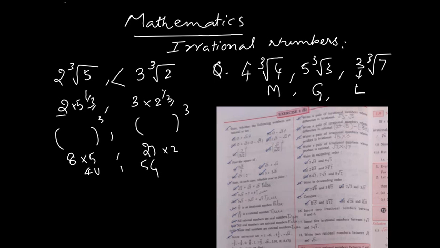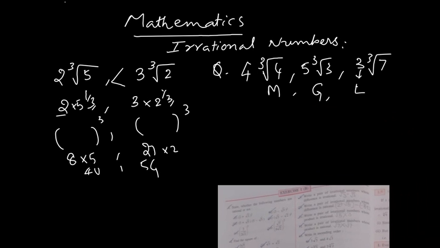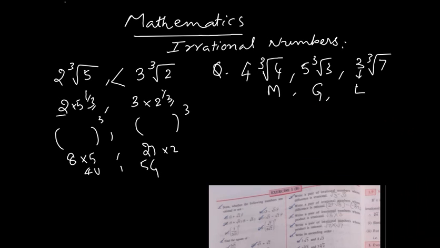I am leaving it because that's simple. So insert two irrational numbers between 5 and 6. Has the teacher taught this or not? Do you have some idea or no idea? No idea. Insert two irrational numbers, right?